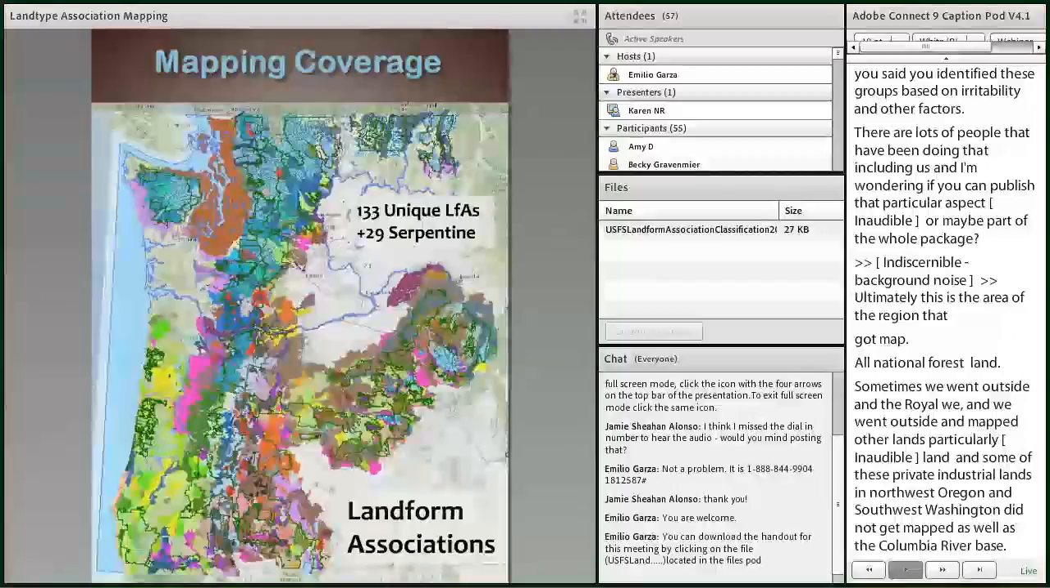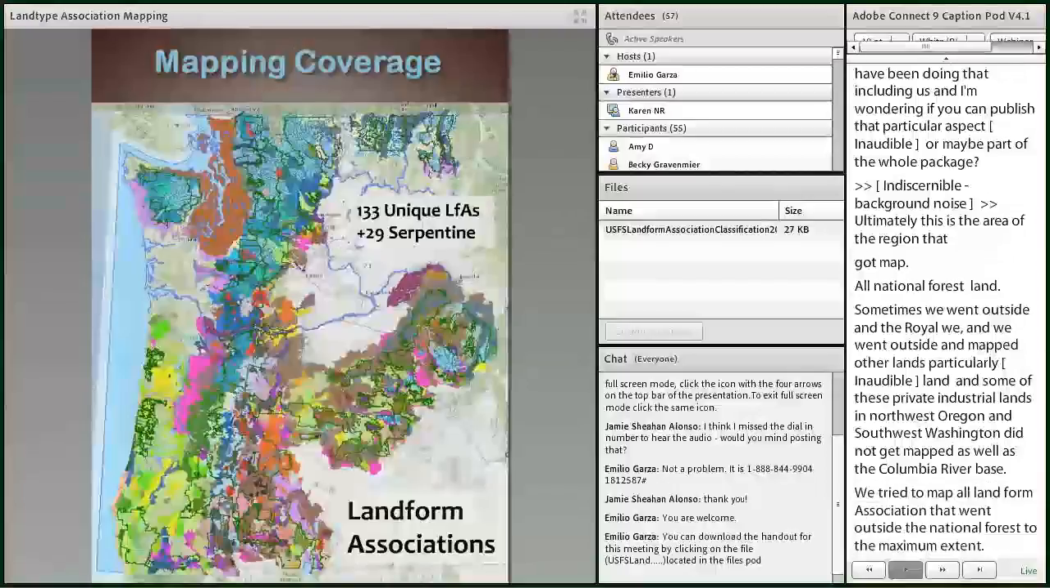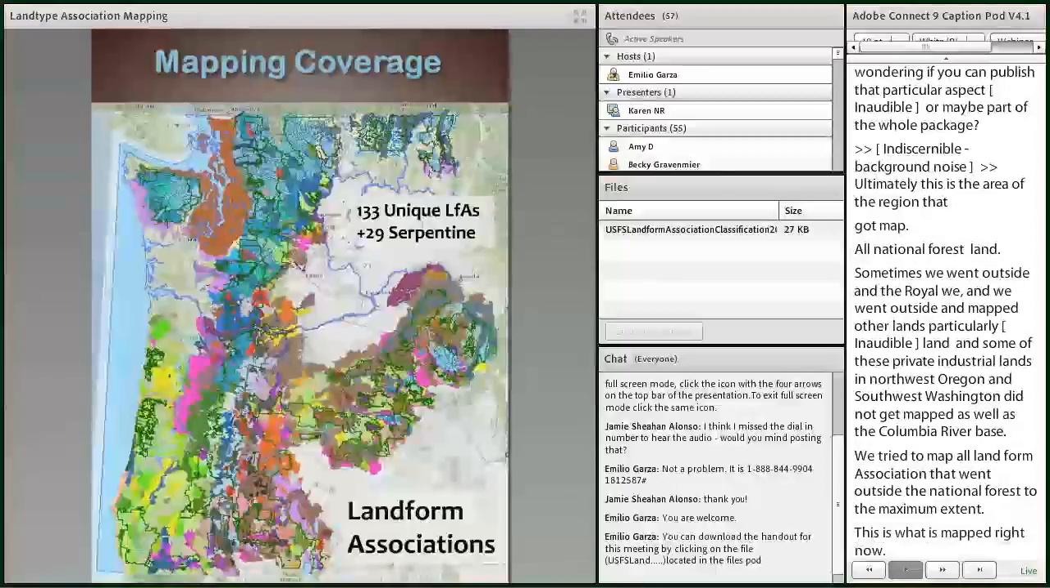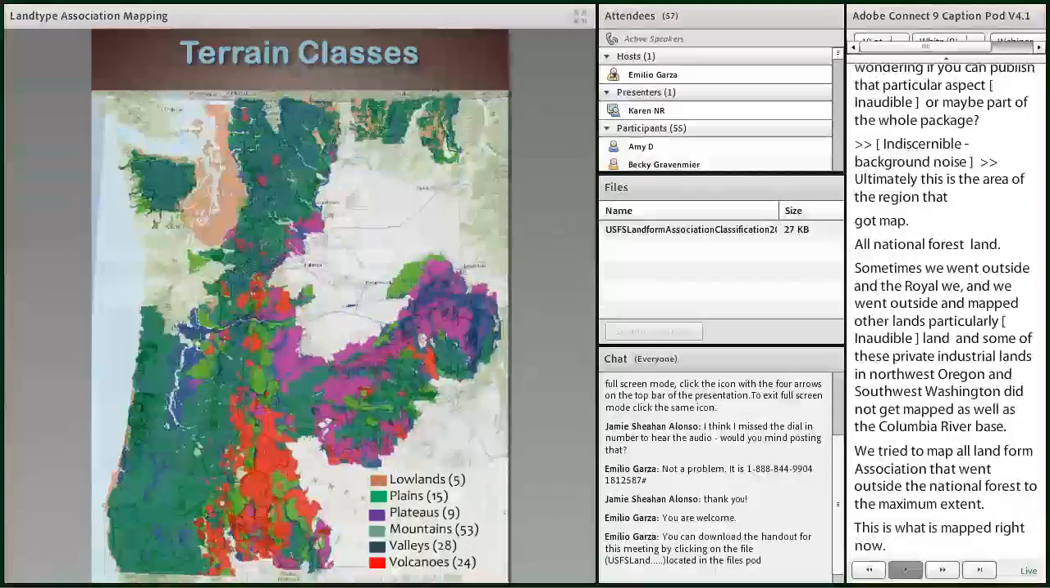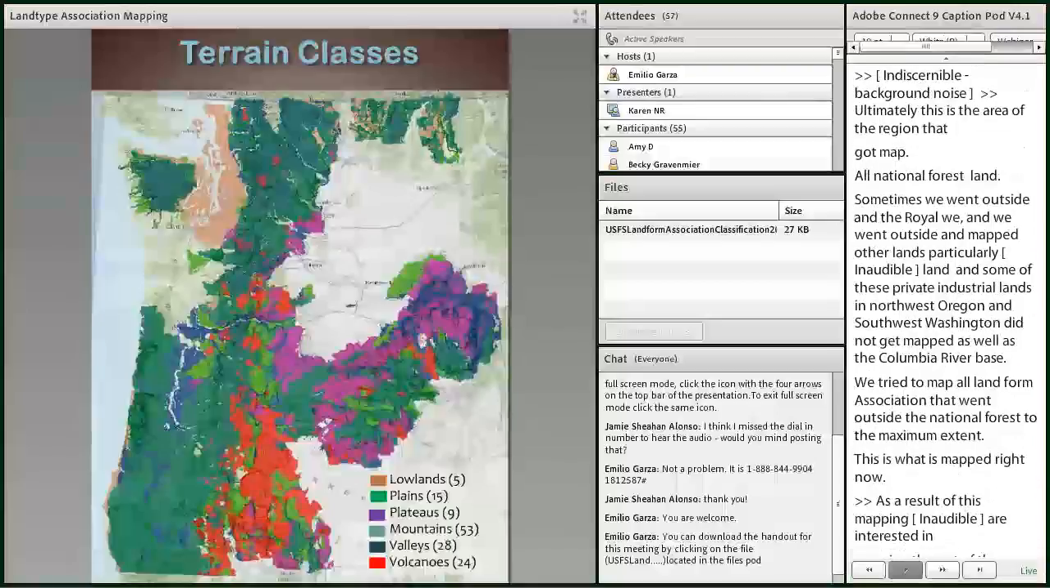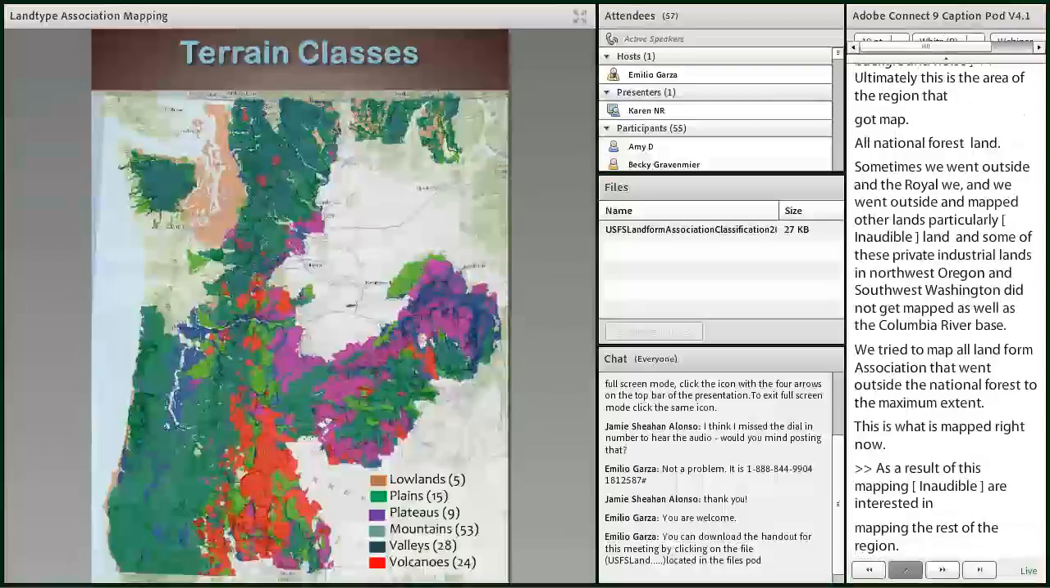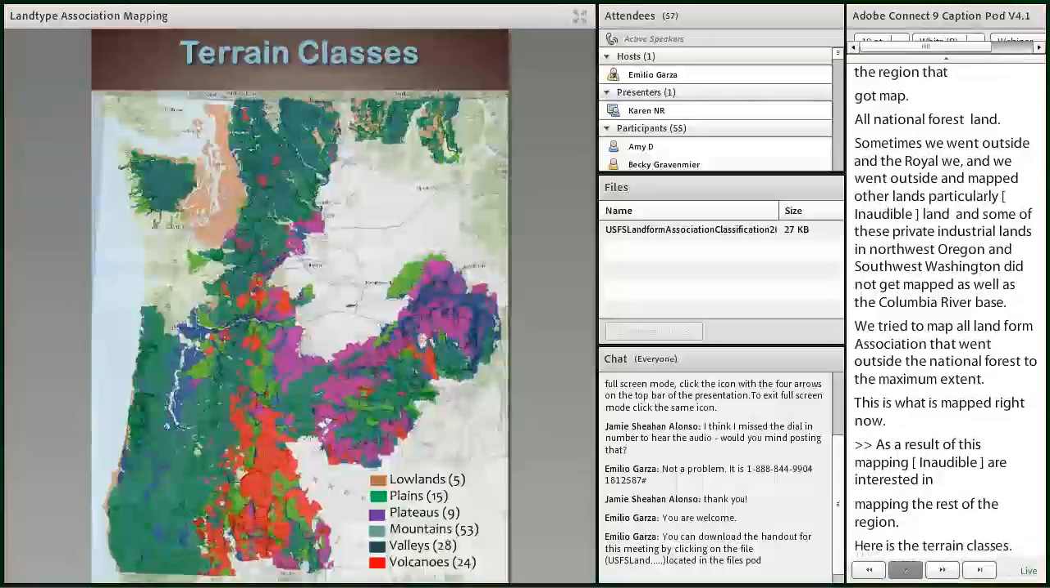I had a meeting with NRCS last Friday, and as a result of this mapping, they're interested in mapping the rest of the region so we can have wall-to-wall coverage. They saw real value in having this. So here are the terrain classes. For the folks on the webinar, I'll just switch screens right now to show you the handout that I passed out to the people in this room. It relates to this slide, the terrain classes. So Emilio, can we switch?